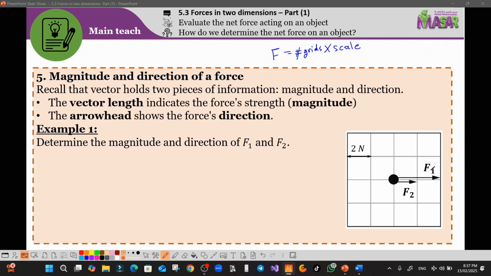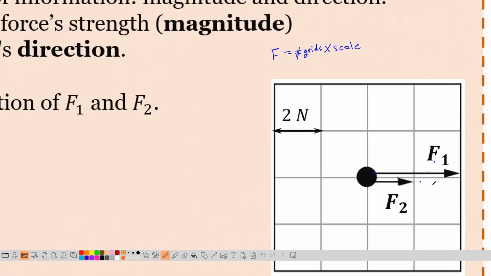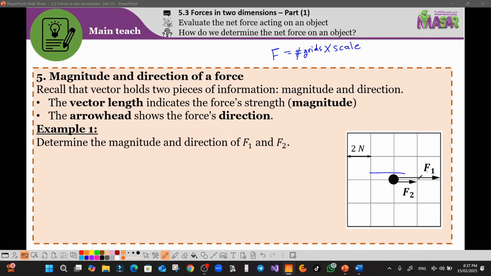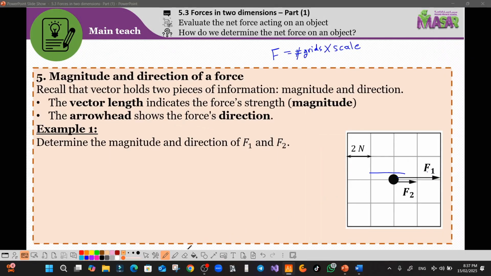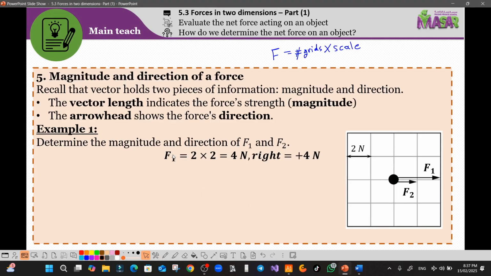So we're going to count the number of grids used to construct F1, for example. We can see here that the number of grids we have is 1 and 2. So 2 grids have been used to construct F1. This is why I would write F1 is equal to the number of grids, which is 2, times the scale, which is 2, so it's going to be 4 Newton. And since the head of the arrow is pointed to the right, then the direction is to the right.